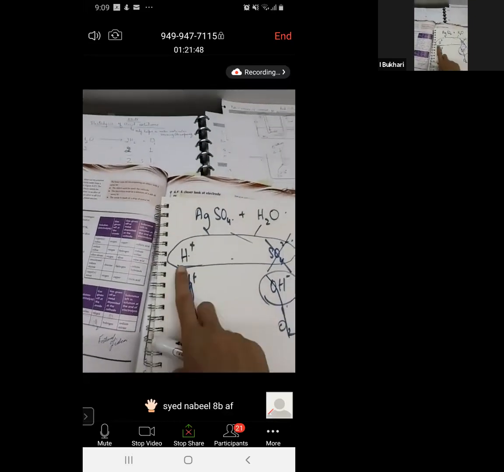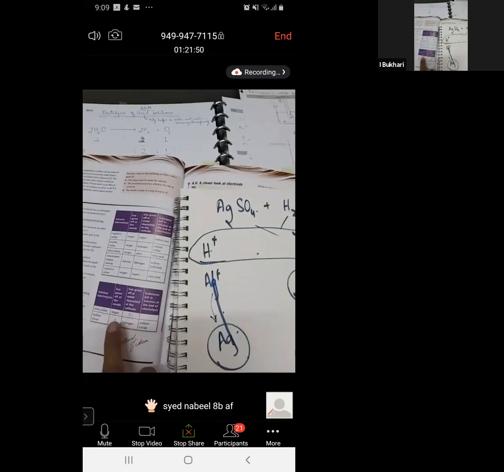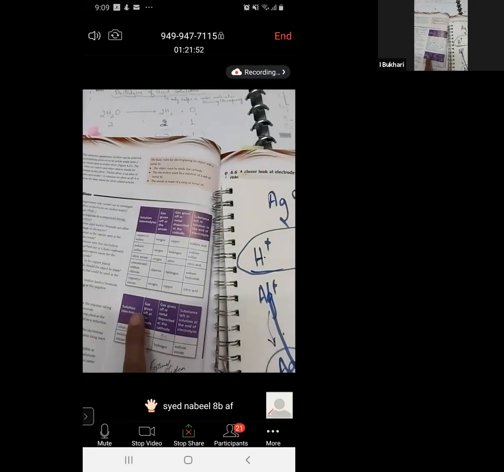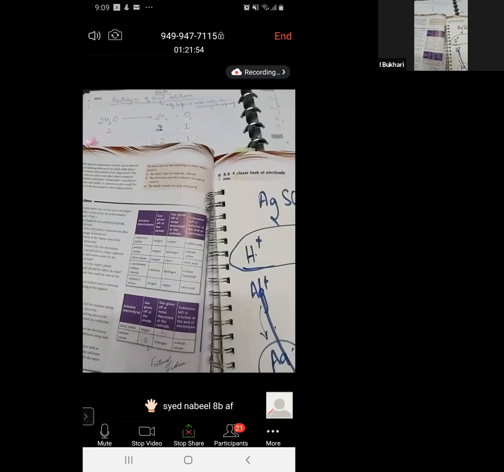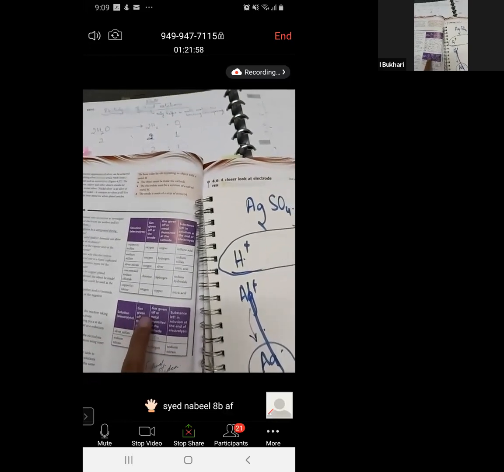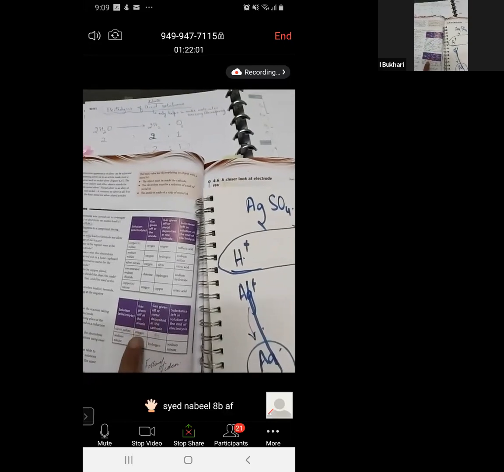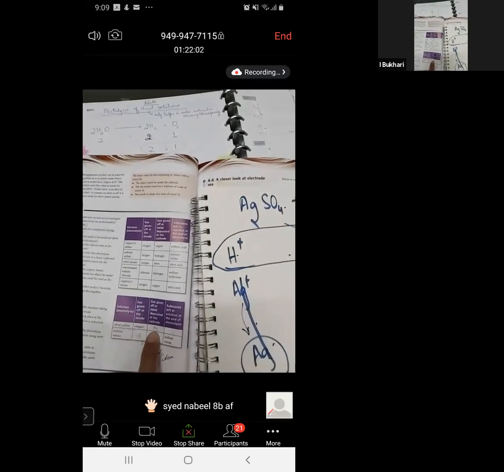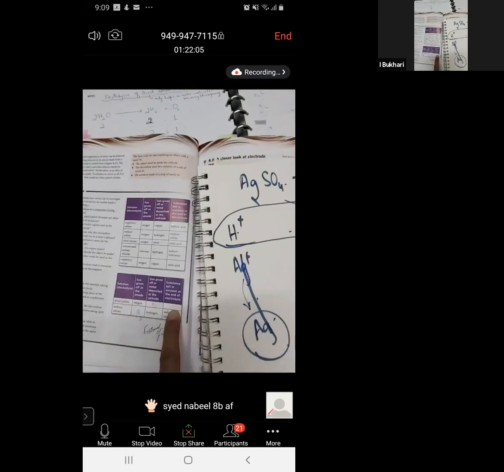They asked for the gas given off at the anode, so that is oxygen. They did not ask for the gas given off or metal deposited at the cathode. So this time it is metal, and the substance left is sulfuric acid.